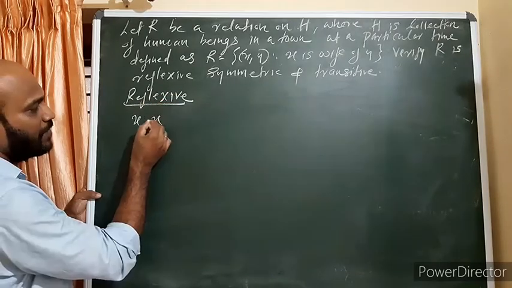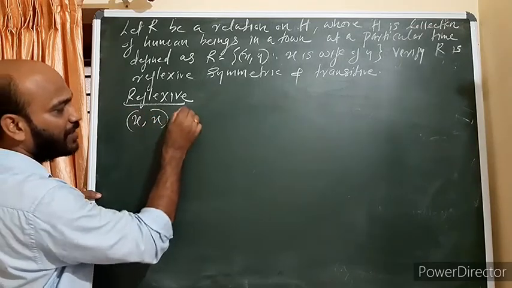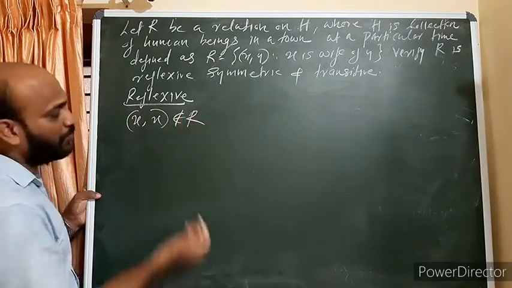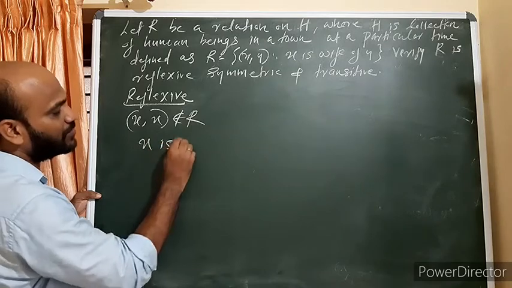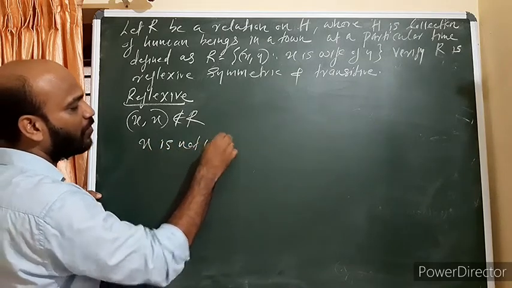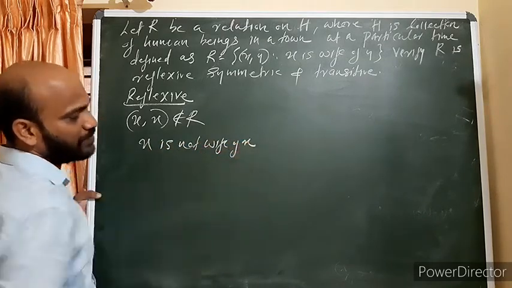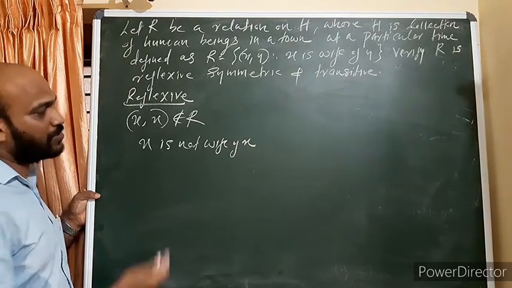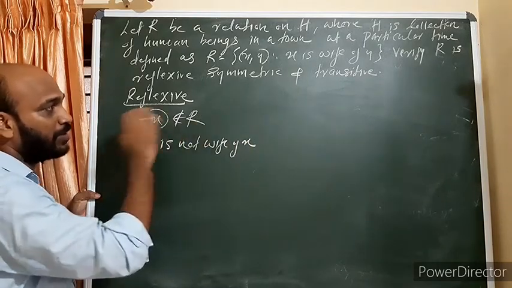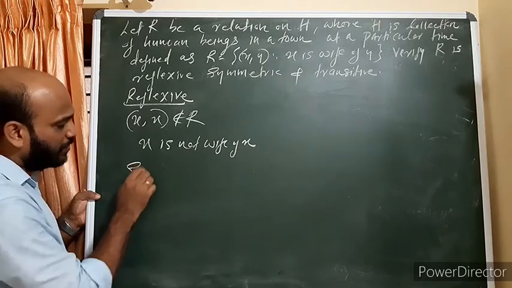Reflexive. XX does not belong to R, right? Because X is not wife of X. X cannot be wife of X itself. So XX does not belong to R, so it is not reflexive.